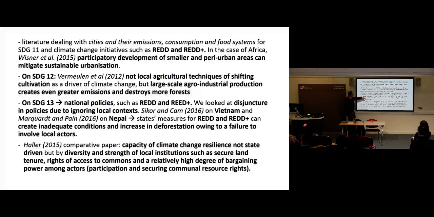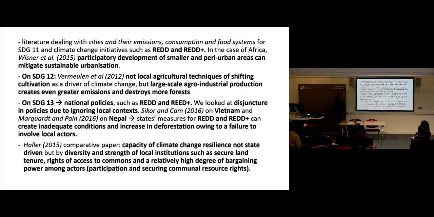Similar thing with Marquardt and Payne, 2016 in Nepal. So states' measures for REDD and REDD Plus can create inadequate conditions and even increase deforestation, owing to failure to involve local actors. Because what happened here, Sikor et al. showed that local people wanted to protect another forest, but then the REDD people said, no, this is not interesting. So they protected another area where there was no forest at all. And in the end, the other forest got destroyed. Great achievement, huh?